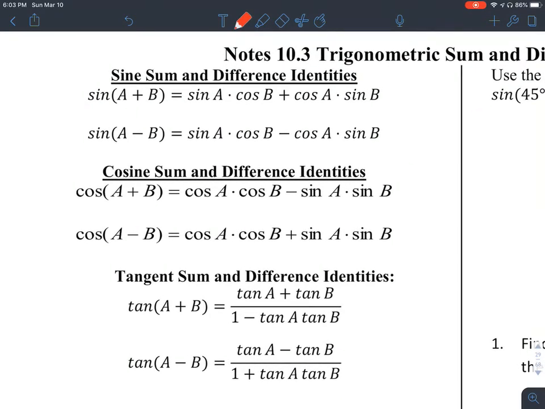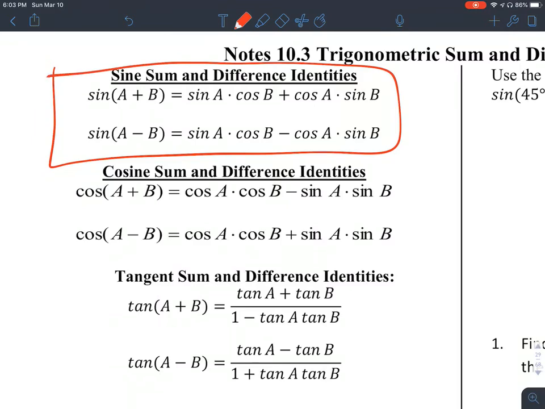These need to be memorized sooner than you actually read this. So the fact that you're watching this now means that this should have already been memorized. Yeah, I know, I get it. Get it done. Let's focus on sine first. If you have sine and you are adding two angles, could be in degrees or radians, it doesn't matter, that's equivalent to sine of the first angle times cosine of the second angle plus cosine of the first angle times sine of the second angle.